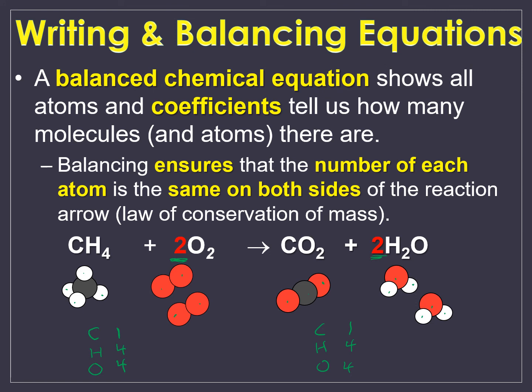If I were to take the mass of methane and the mass of oxygen and add it up, it will equal the mass of carbon dioxide and the 2 water molecules. So again, just like the number of atoms are equal on both sides, the mass of the reactants will always equal the mass of the products in a balanced equation.